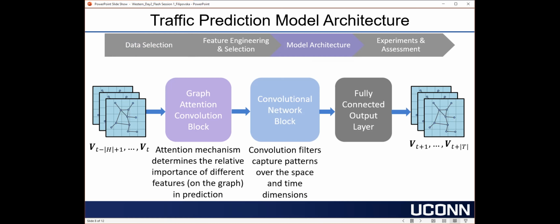And then the convolutional network block is able to capture patterns over space and time. And this is also necessary because once we compile these observations over time, they form a time series. And then we lead into a fully connected output layer to get the same type of formatted output that we need of observations over space and time.